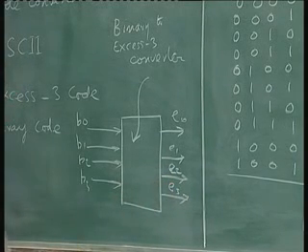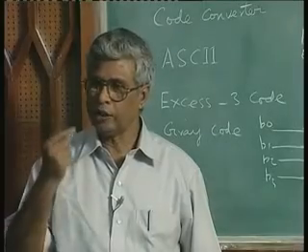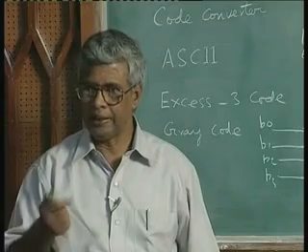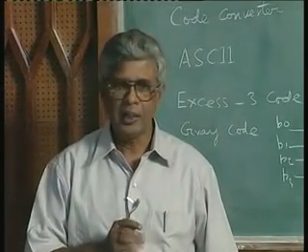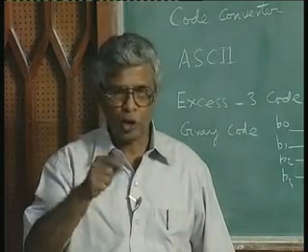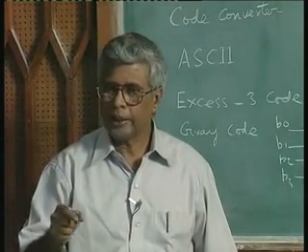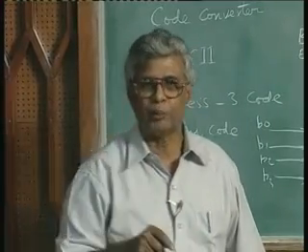Strictly speaking, I should not even call it binary. Binary means natural binary, which can go from 0 to infinity, any higher value. But I am going to restrict it from 0 to 9. That means I am going to have only decimal numbers, represented as binary digits. Decimal numbers 0 to 9 are my interest, but I cannot handle 0, 1, 2, 3 in a computer.